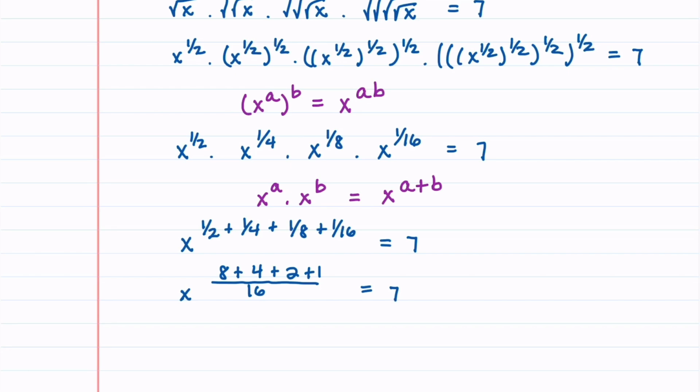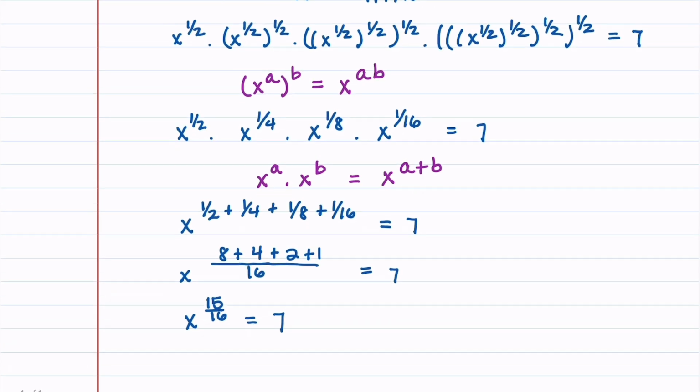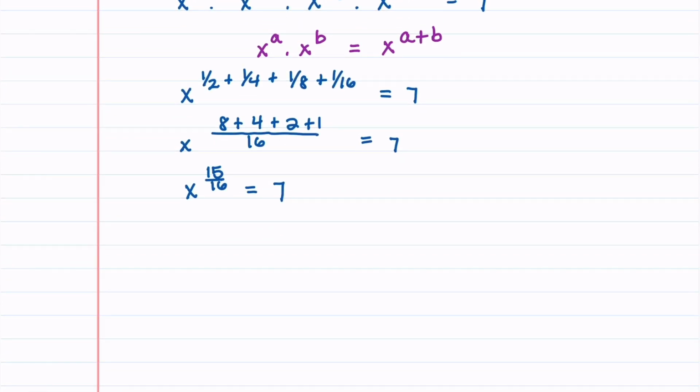8 plus 4 plus 2 plus 1 is equal to 15, so we have x to the 15 divided by 16 is equal to 7. To get x by itself, we now need to raise each side of our equation to 16 over 15. And that will cancel out the 15 over 16. This gives us a final answer of x is equal to 7 to the 16 over 15.